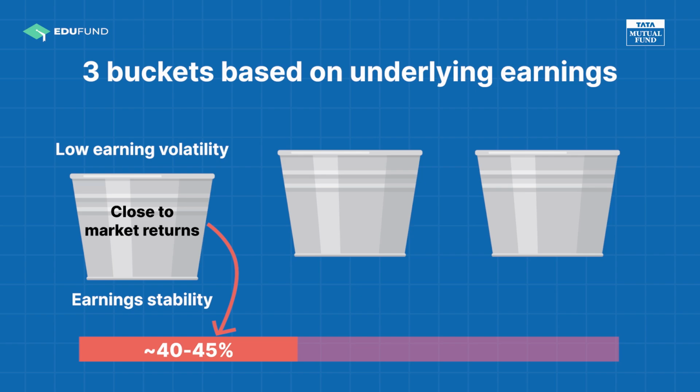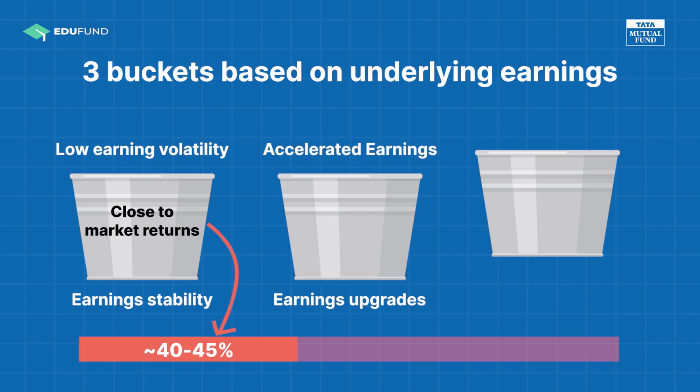The second bucket is what we call earnings upgrades. These are potential investments where we think over the next 12 to 15 months, the earnings can accelerate much faster than their historical averages. So typical cyclical sectors like banking and auto, where you have 1 or 2 years of down cycle followed by an up cycle.